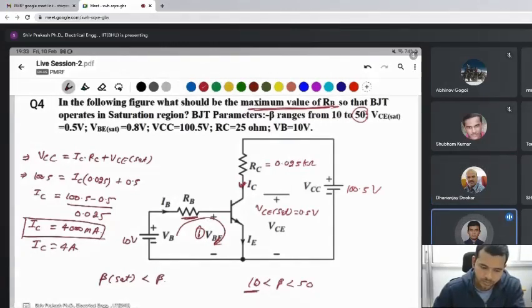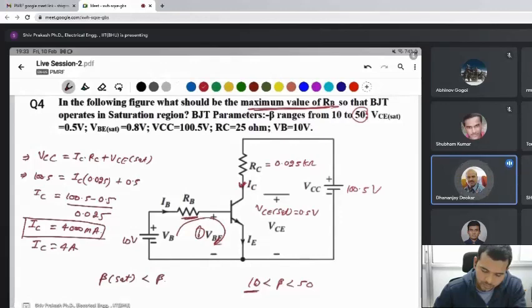Why, sir? How can I understand this? We have to take 10 as the max value as per this question. If you put RB as 24 and the gain is 10, it will come out of saturation. That is why the maximum value is 23 for beta is 10. But why, sir? How can I understand this one then?